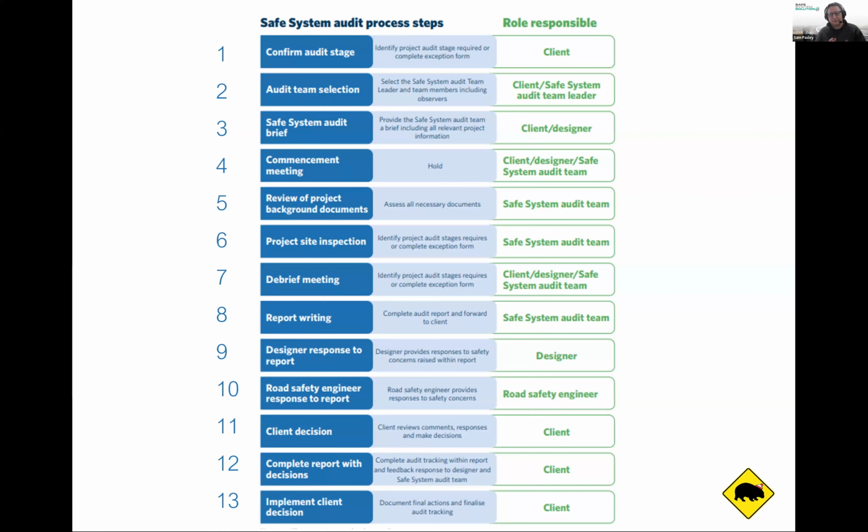It might be that, yes, they agree with the auditor, as part of our policies or systems or process, this should actually be like this. And that's basically the road safety engineer making a recommendation to the internal client or project manager on what the decision should be.